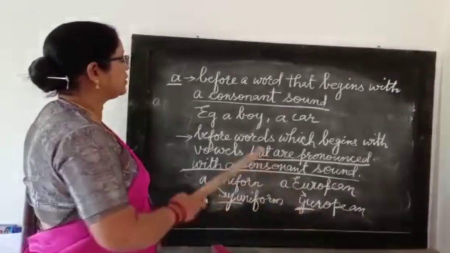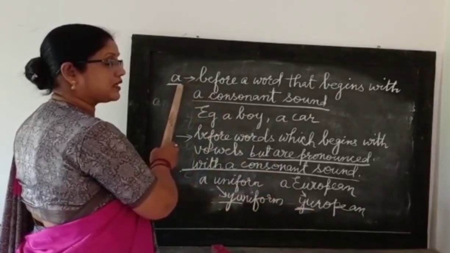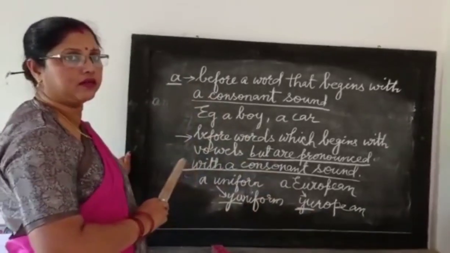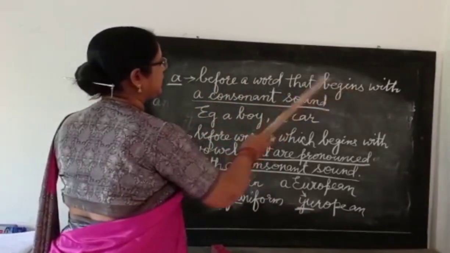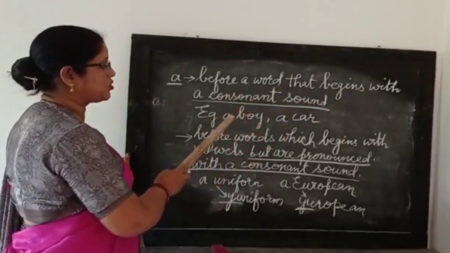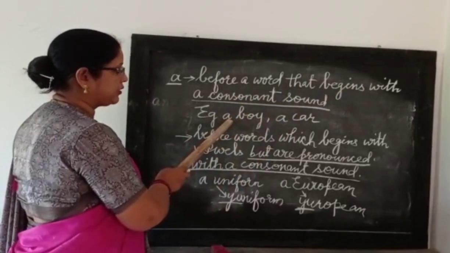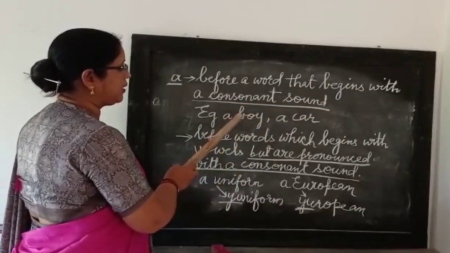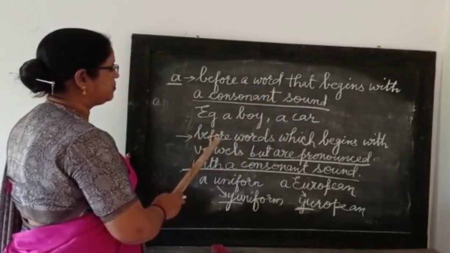Okay, next we shall learn where we should use a. That is, where we pronounce it as a. Before a word that begins with a consonant sound. So when the word begins with a consonant sound, we are supposed to use the determiner a before that word. Suppose, for example, a boy, a car.